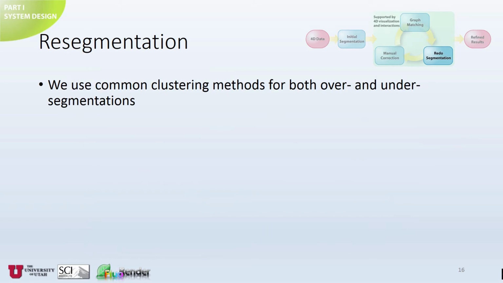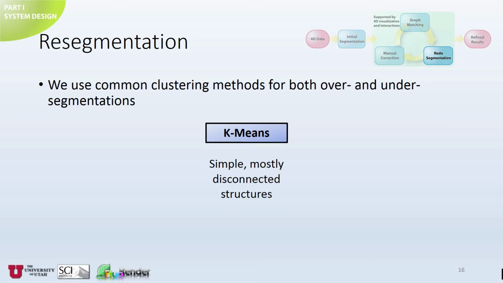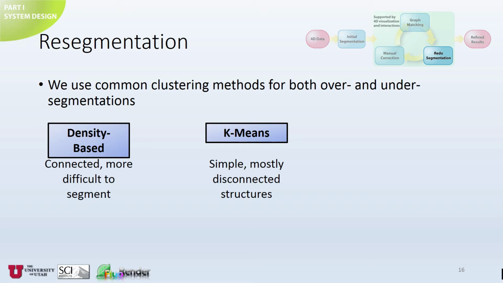We build our system to detect issues from the graph matching process. Many of the issues are related to incorrectly segmented cells. When the segmentation issues are detected in graph matching, we need to redo the segmentations for local regions. We use several commonly used clustering methods to handle both over and under segmentations. The most simple clustering method we use is the k-means. We also use a density-based method to segment connected structures.